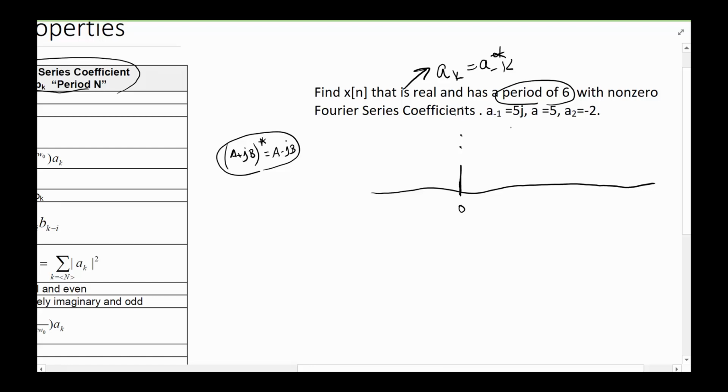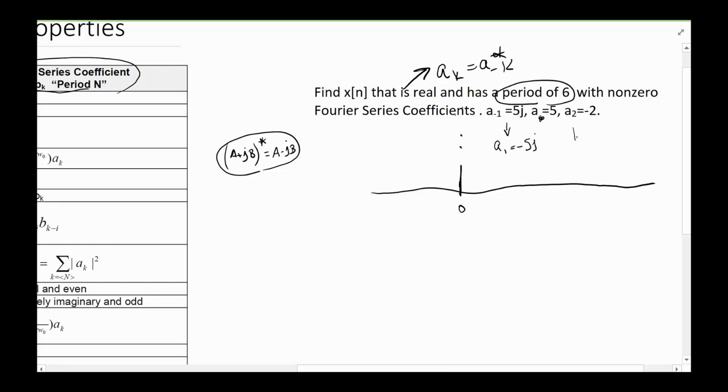A couple of things we can say: since this function was real, A of k is equal to minus A of k conjugated. So that basically tells me that I will have an A of 1 that is minus 5j. And I believe this is A of 0. So let's assume this is A of 0. If that's A of 0, it really doesn't tell us anything. We just have an A of 0. So it's not going to help us any.